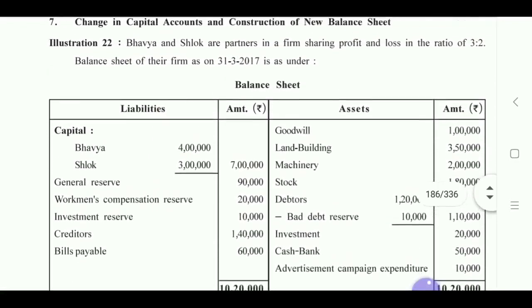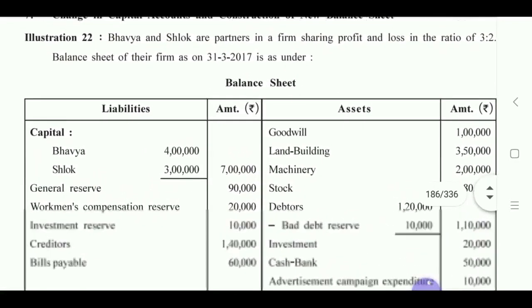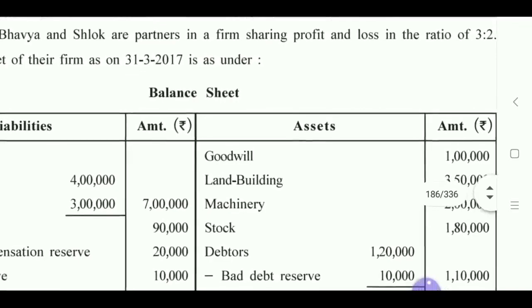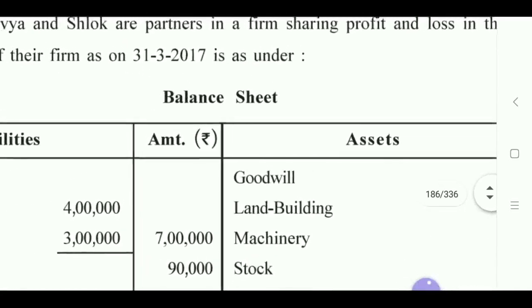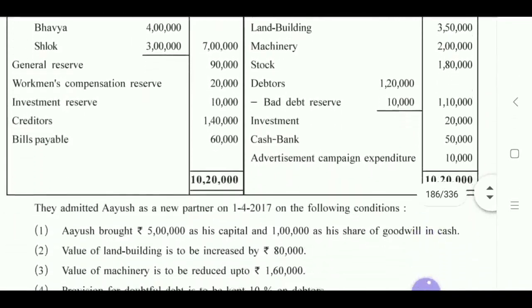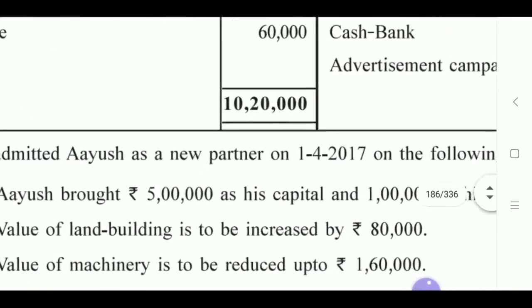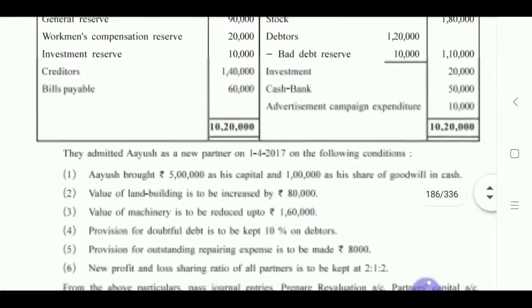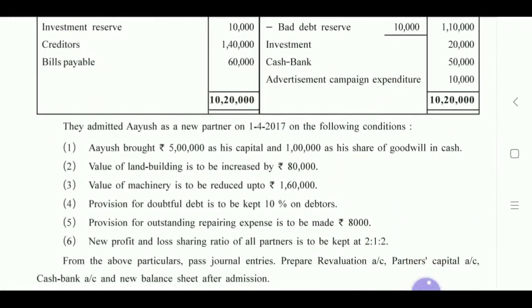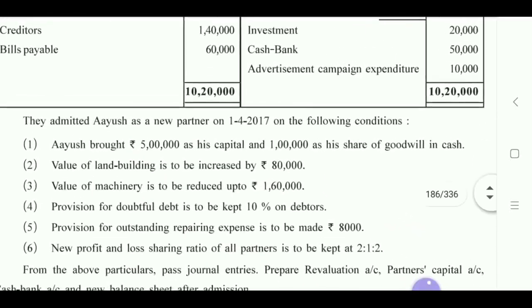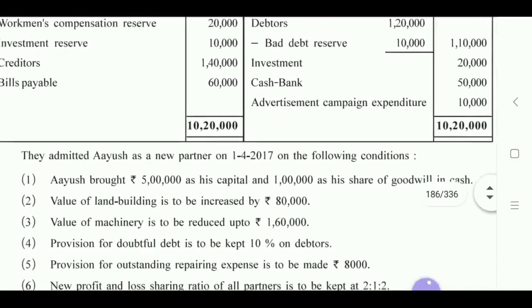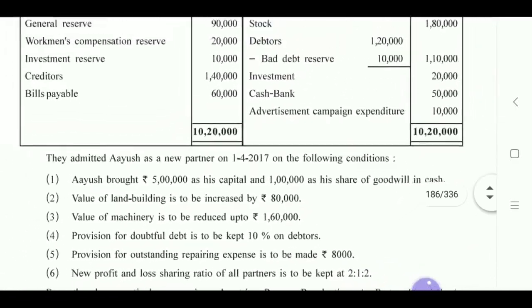I can see these are two partners, Bhavya and Shlok, and their profit sharing ratio is 3:2. The balance sheet on 31st March 2017 is as under, and they have admitted Ayush as a new partner. Following are the conditions. This consists of the revaluation of assets and liabilities. The new partner is bringing capital and share of goodwill.